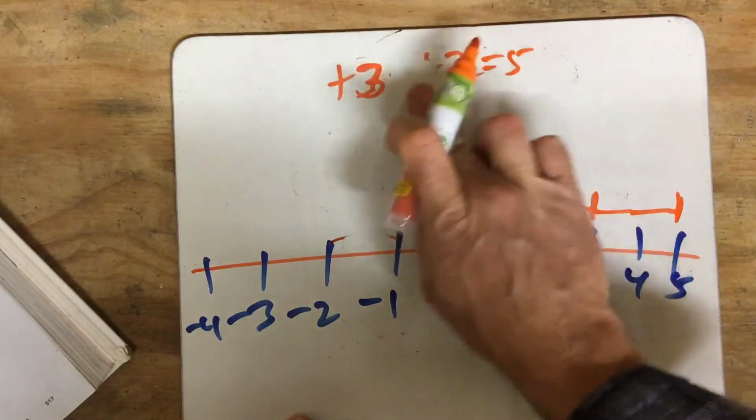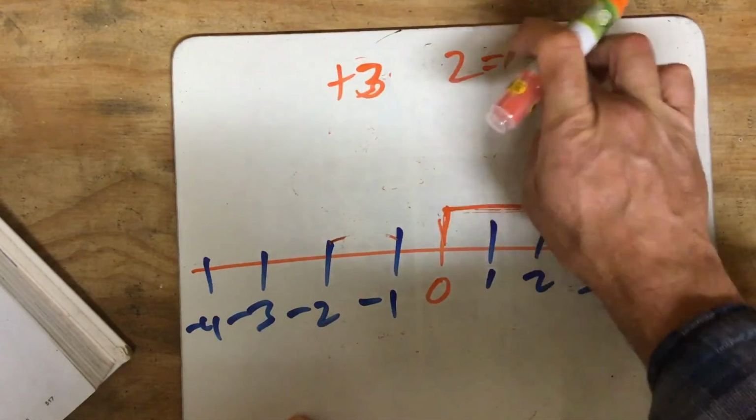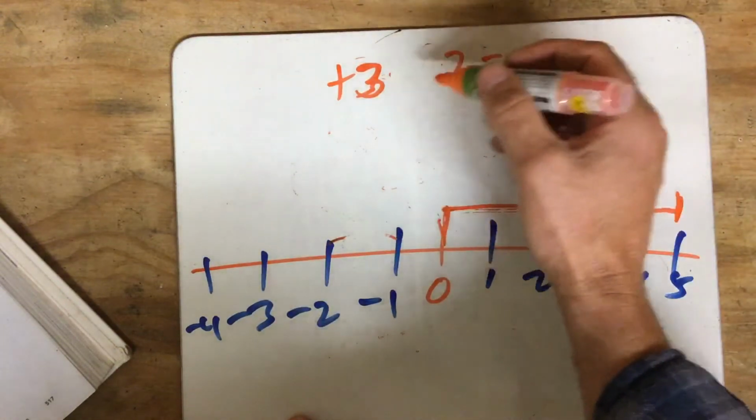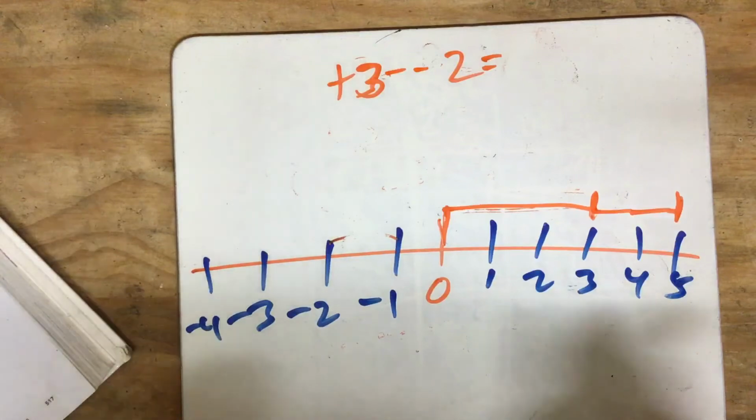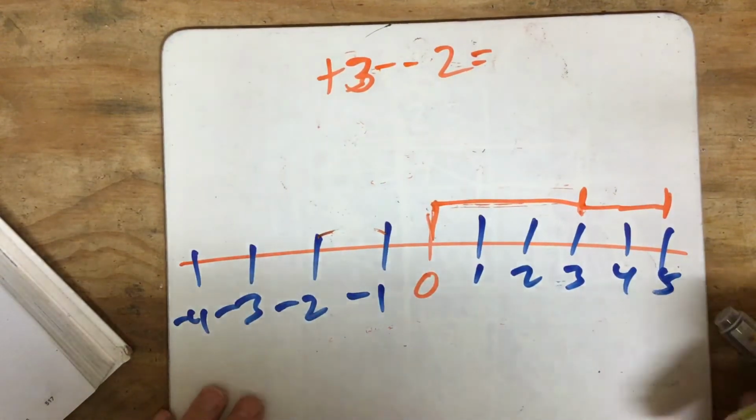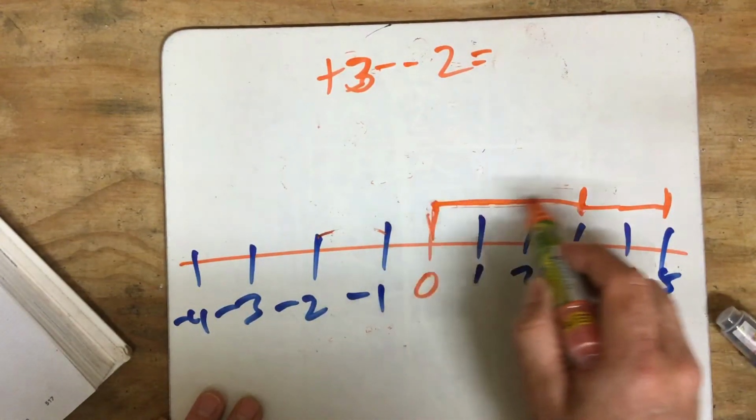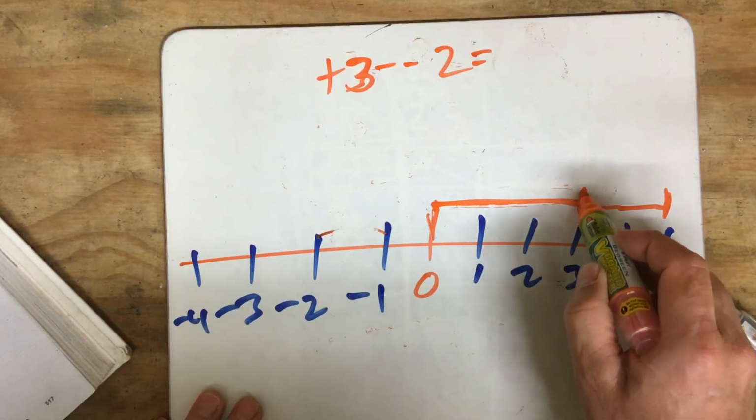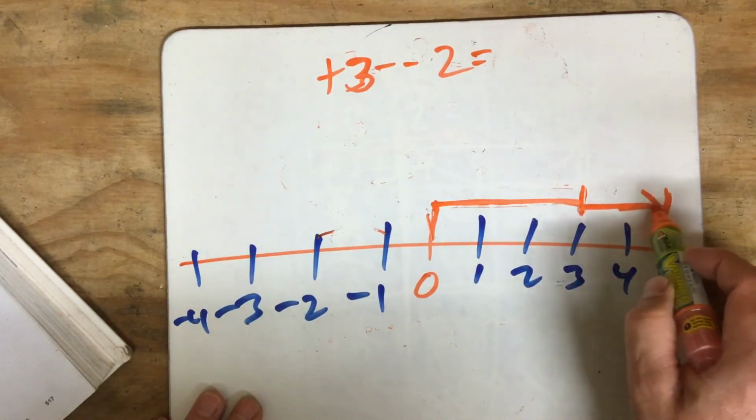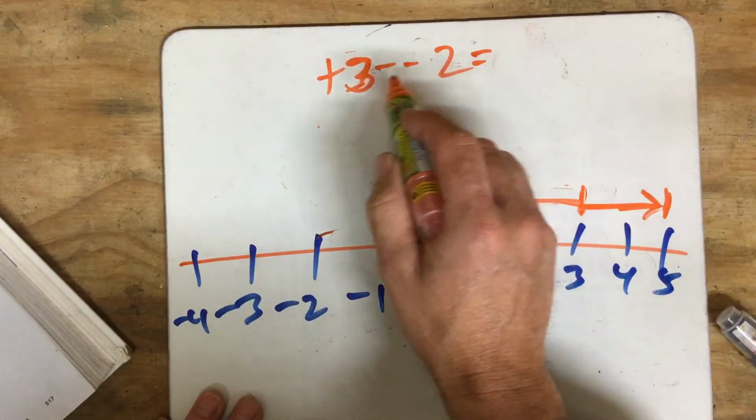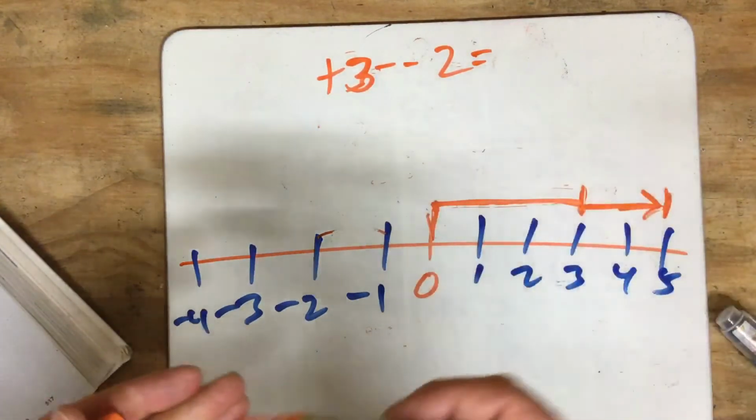Okay, Mr. Terpstra, what if I had +3 minus a -2? Well, this is where it gets kind of fun, okay? +3 minus a -2 actually goes up because they're both the same. Well, how is that? How can that be?